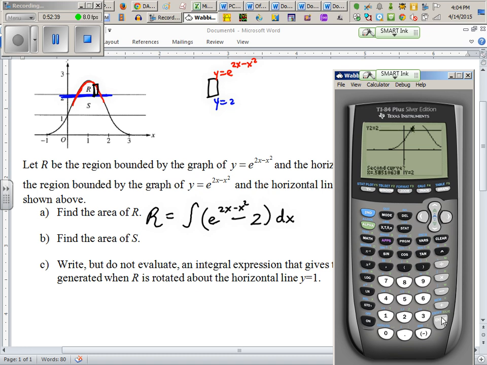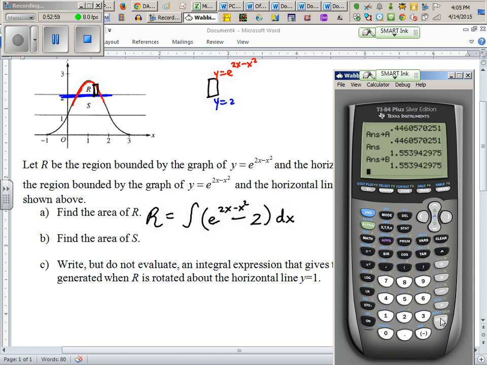Y1 is the bell curve, Y2 is that line. This time we'll have to guess a little. Just get it a little closer to that one on the right so I can help the calculator find it. 1.5539. Let's check our answer button. Yep, there it is. Let's store that as alpha B.